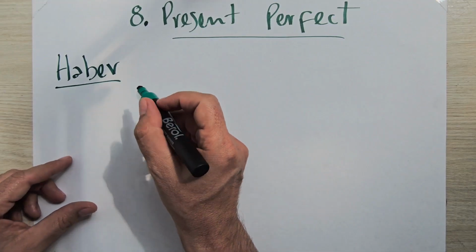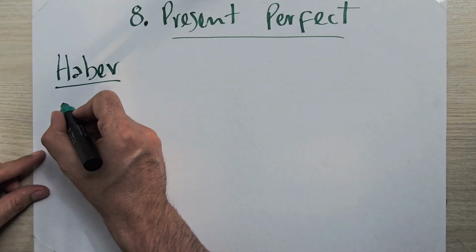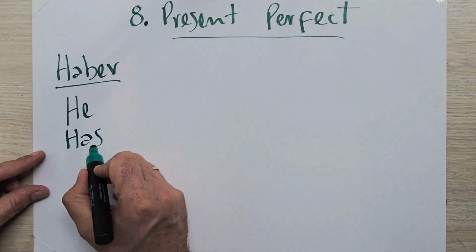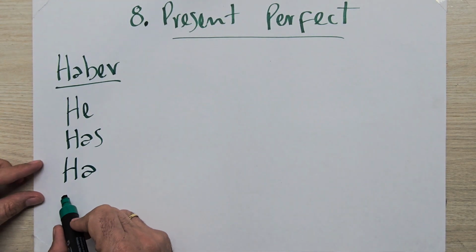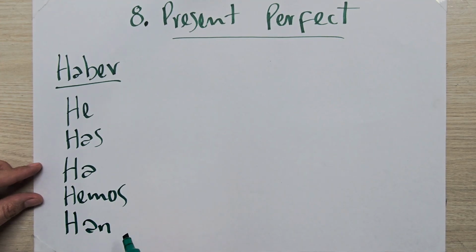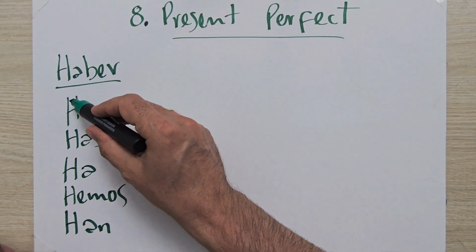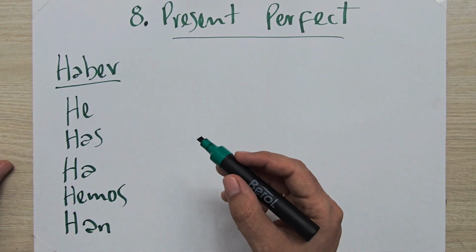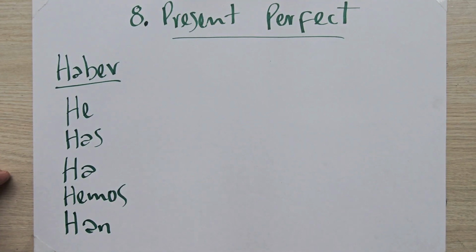Don't worry about this verb right now, we're going to study it later. And the conjugation of the verb haber is going to be he for I, has for you, ha for he, she, or you formal, hemos for we, and han for they or you guys, you plural. Remember that the letter H is silent, so the pronunciation is going to be e, as, a, hemos, an.